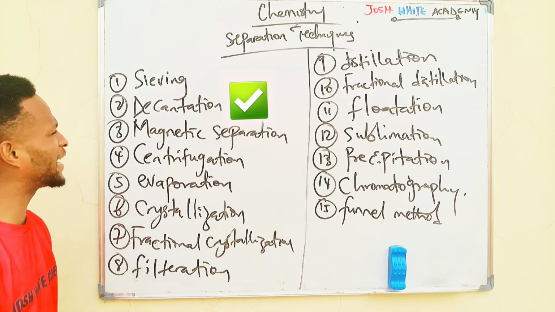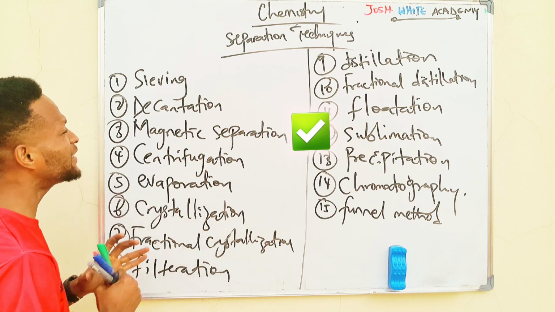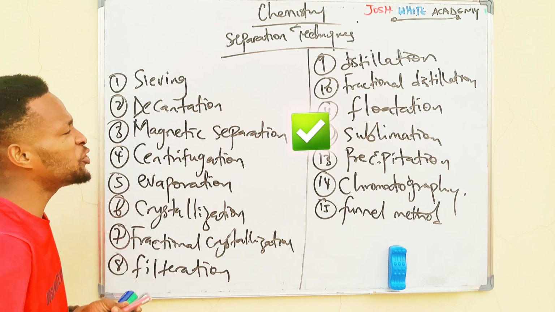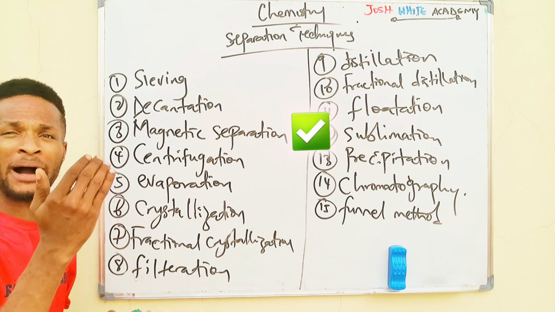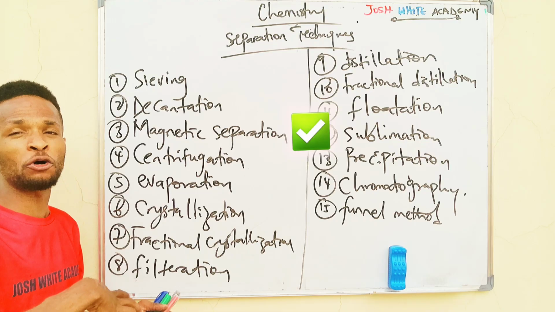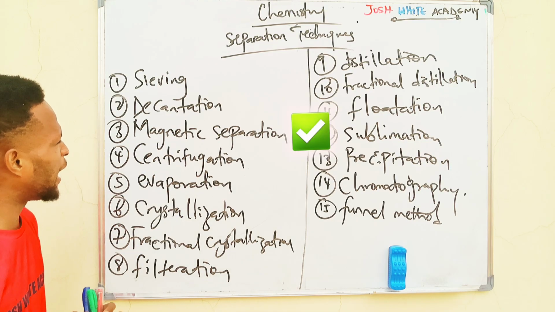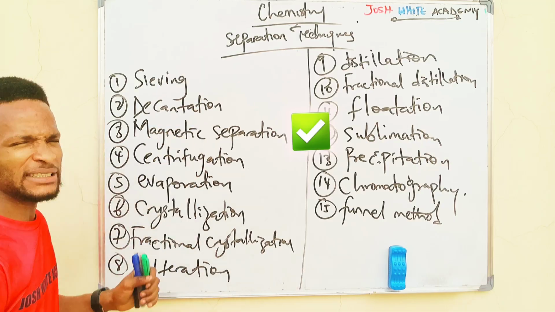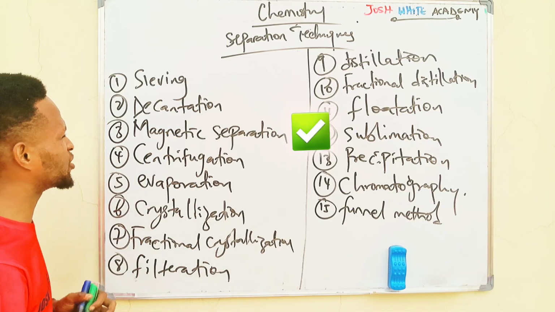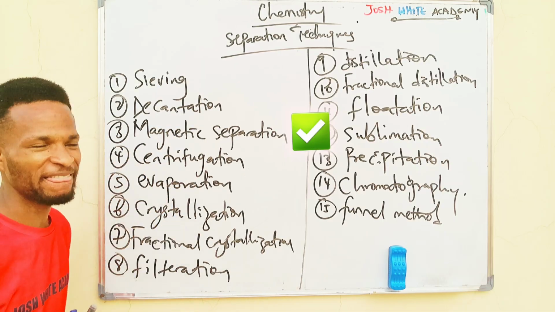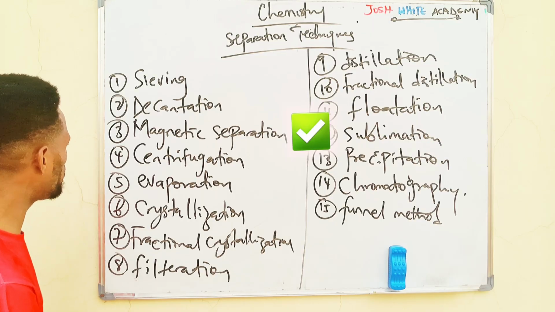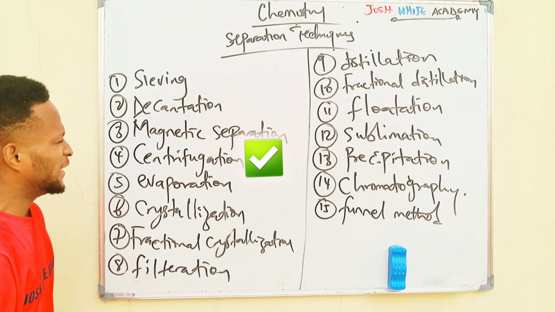The next one is magnetic separation. Magnetic separation is when we use a magnet to separate magnetic substance from non-magnetic substance. We use this in separating certain metals such as tin. Then we have centrifugation.